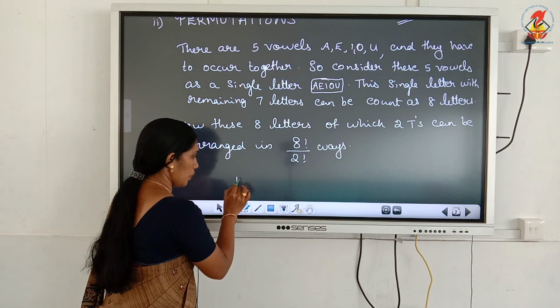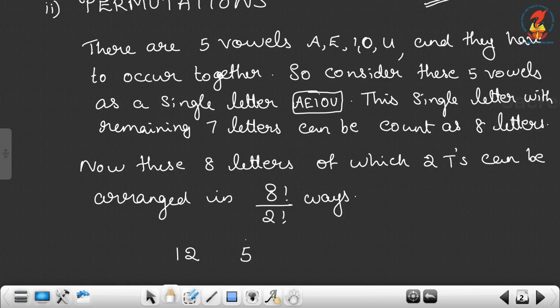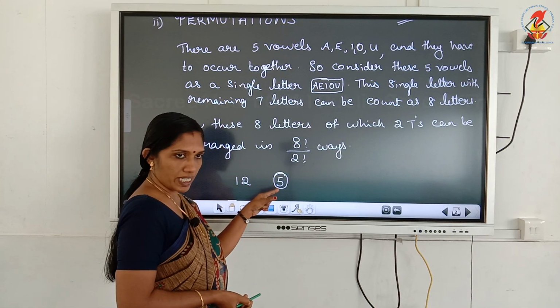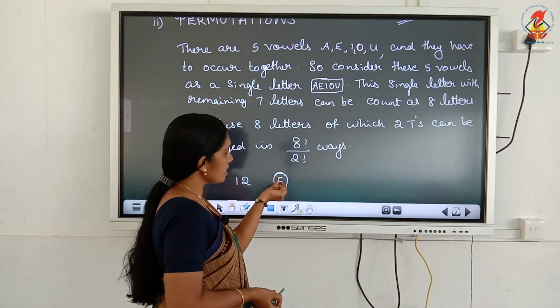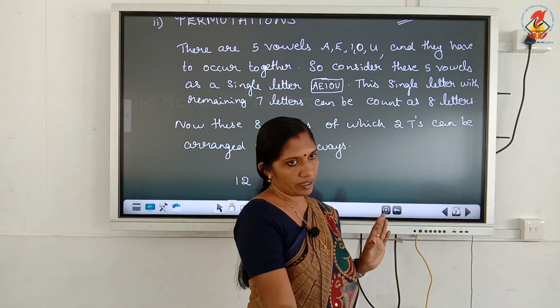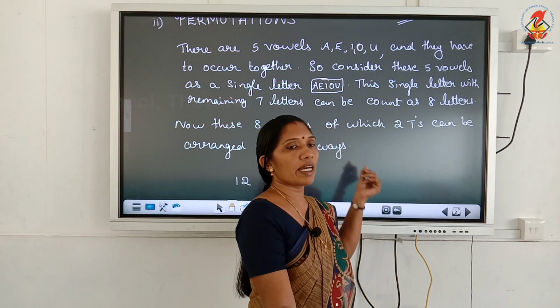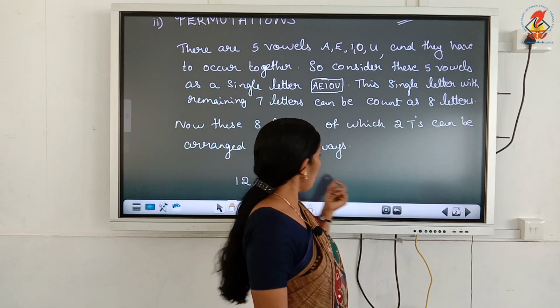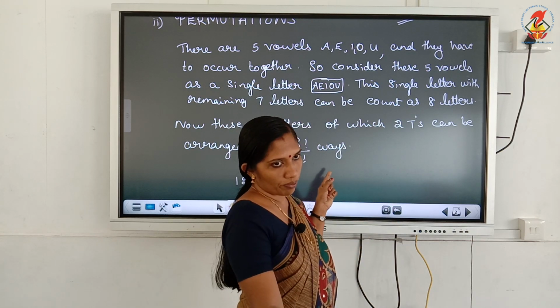In total we have 12 letters, of which 5 are vowels. These 5 are considered as a single letter. So 12 minus 5 is 7, and 7 plus this single letter is 8. So we now have only 8 letters. Those 8 letters we can arrange in 8 factorial ways, but T occurs 2 times, so divide by 2 factorial.